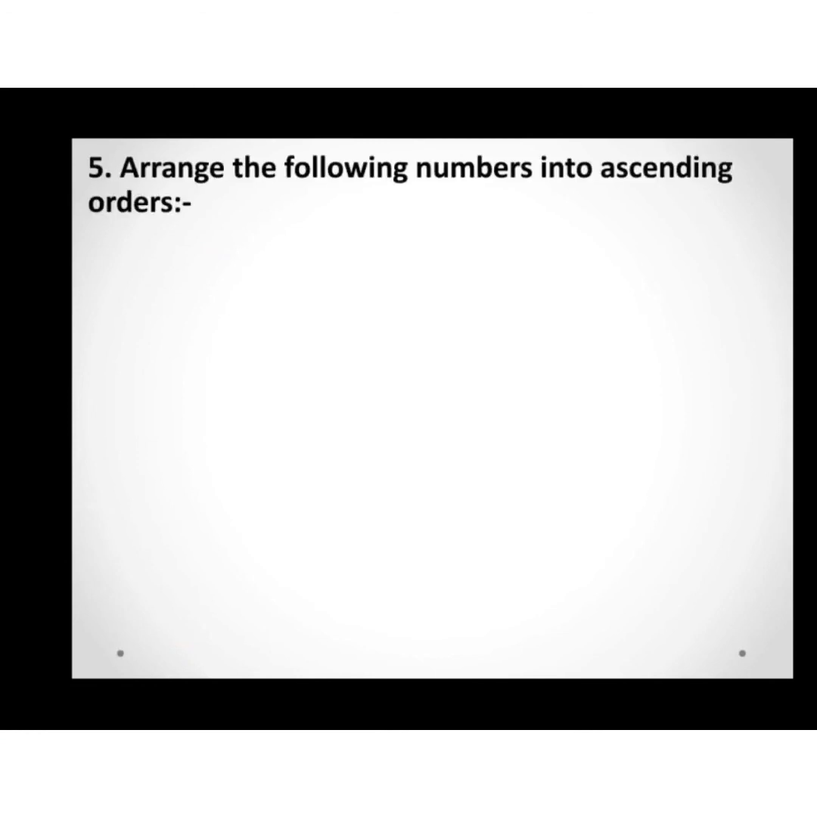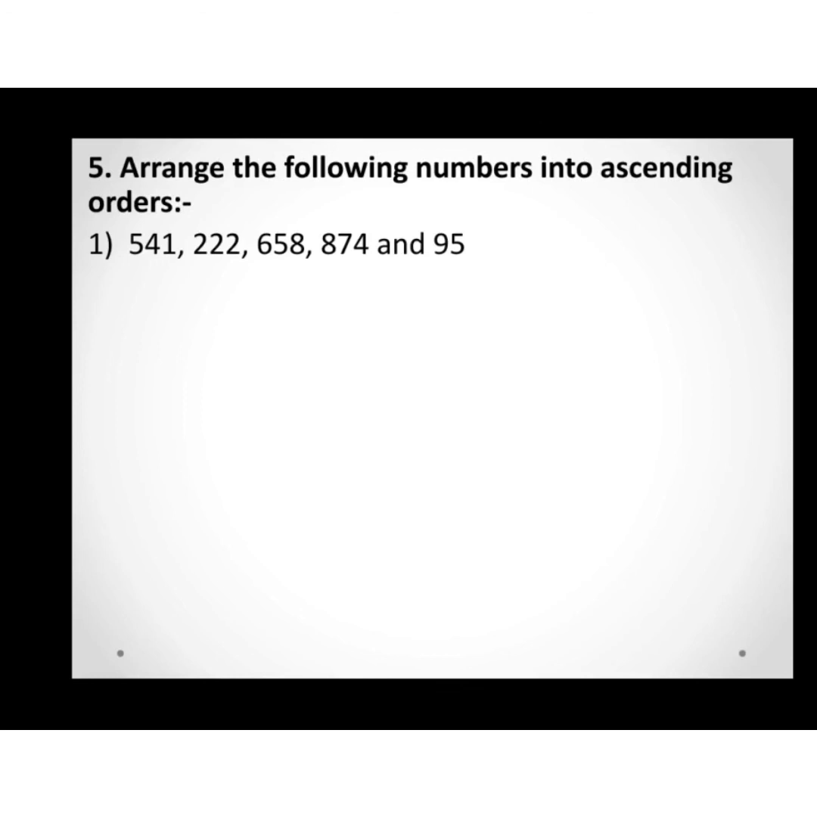Next, question 5. Arrange the following numbers into ascending order. Here we have to start with the smallest one and move towards a bigger one. First question, 541, 222, 658, 874 and 95. First, compare the number of digits in each number. Here, all the numbers are 3-digit numbers except 95. So, the smallest one is 95.